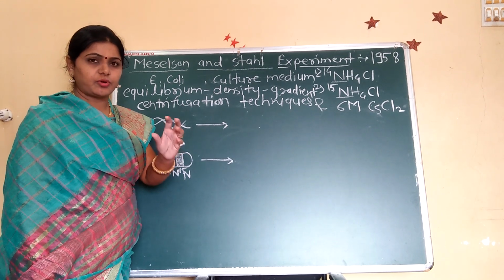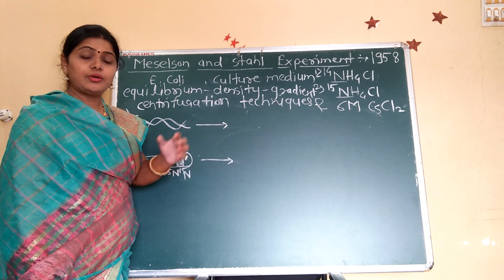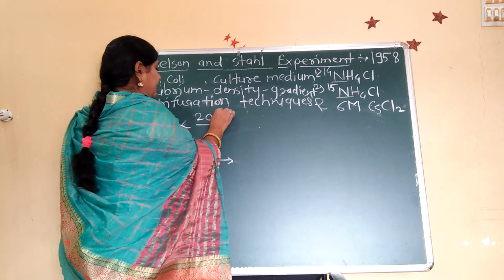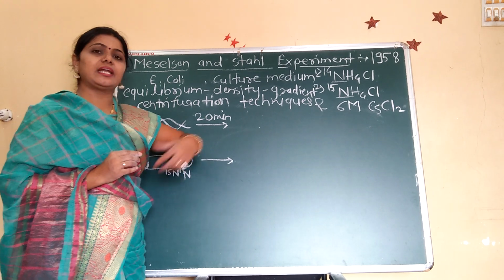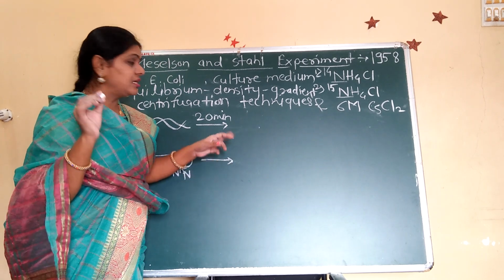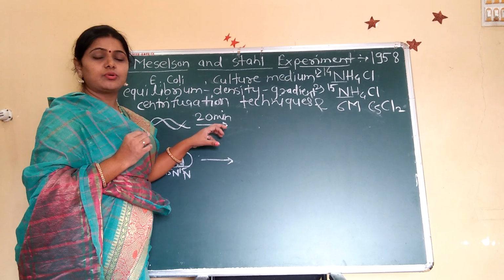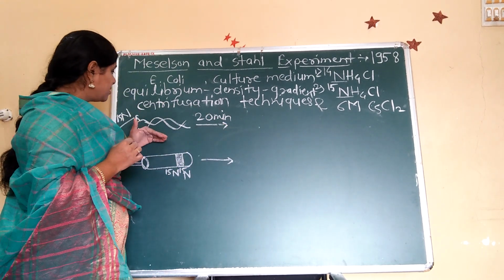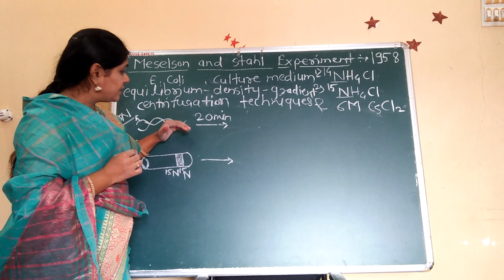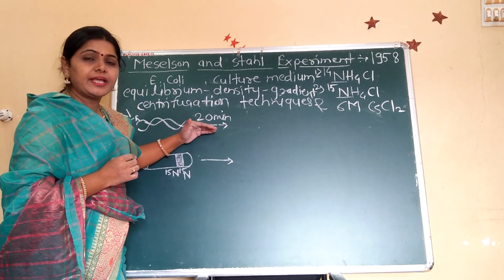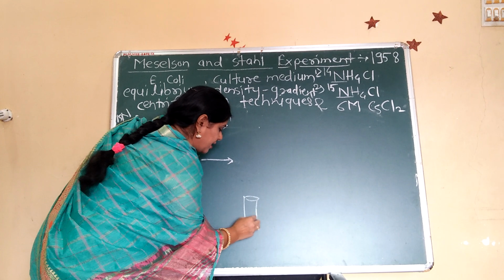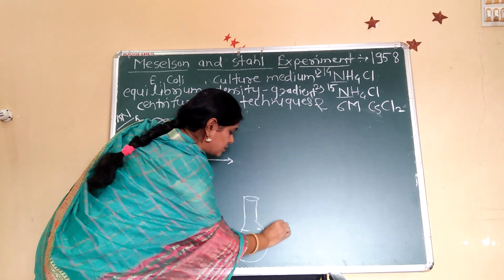One generation is most important: one bacterial life cycle. An E. coli bacterium completes one life cycle, from one bacterium to a new bacterium, in only 20 minutes. Those bacteria that show the heavy density, the heavy nitrogen isotope, are cultured into a medium with N14.